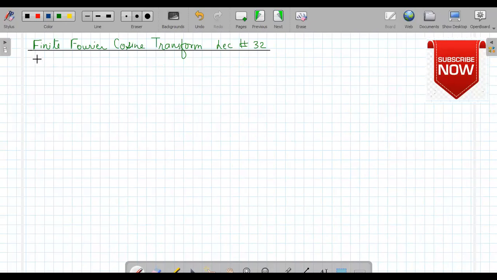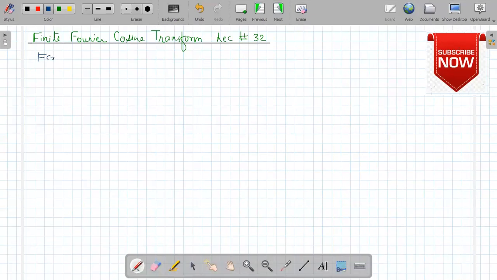So here we are given a function f(x), which is defined in the finite interval 0 to L, and it also satisfies Dirichlet conditions in that interval.